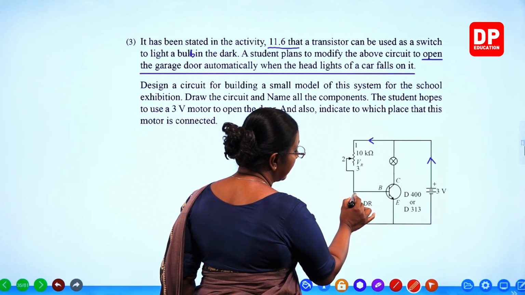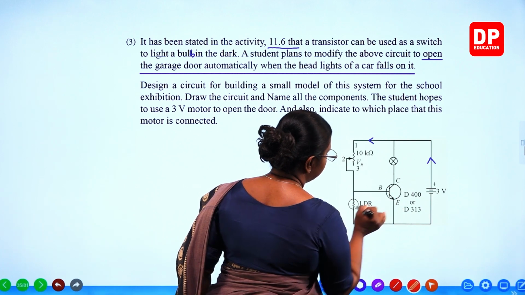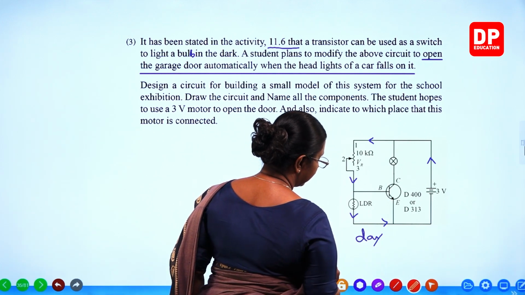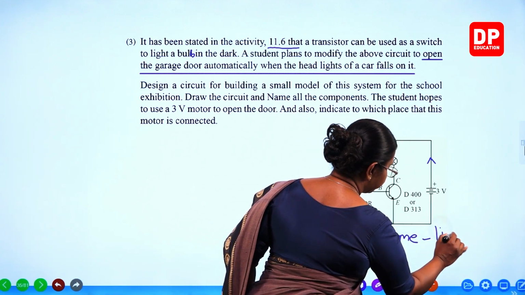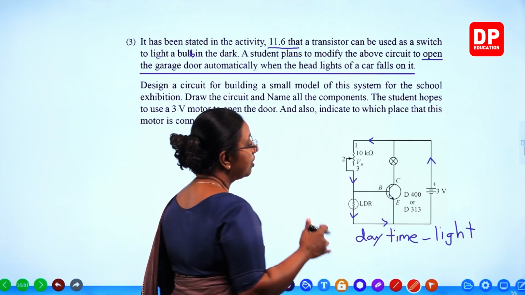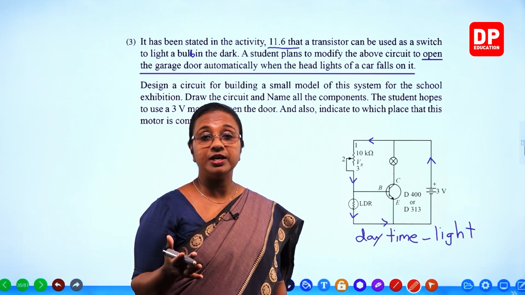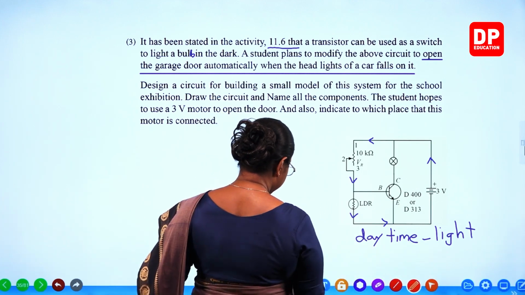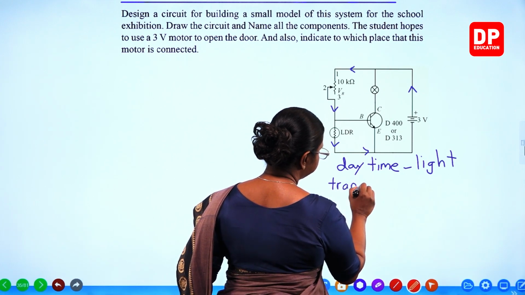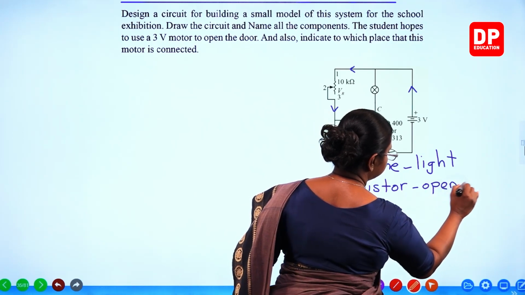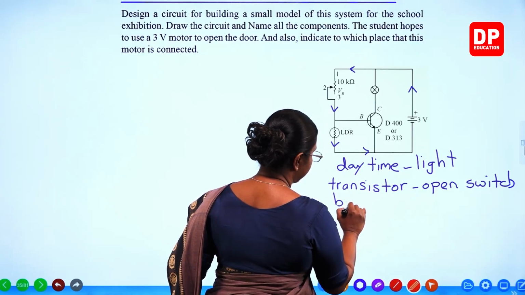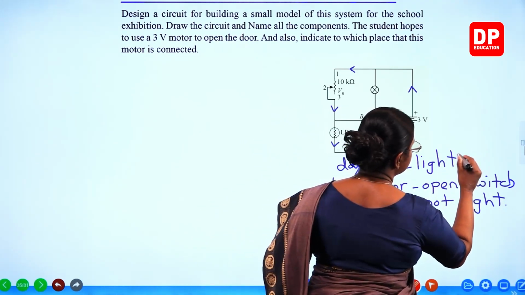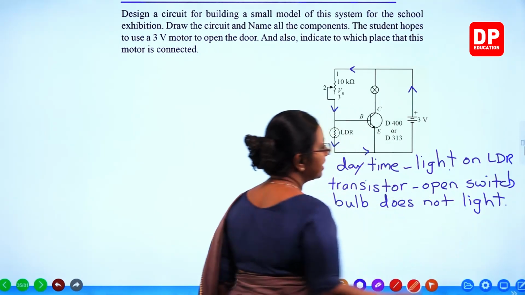Now, since the resistance of the LDR is very less, current does not go into the transistor. Instead, current flows this way, through the external circuit, in the daytime when there is light. So then the transistor acts as an open switch. Why? There is no current flowing through the transistor. So this bulb will not light. Daytime, when there is light, the transistor is going to be an open switch, and this bulb does not light. You can remember that. Here, daytime means light on the LDR. What I meant by light is light on the LDR.